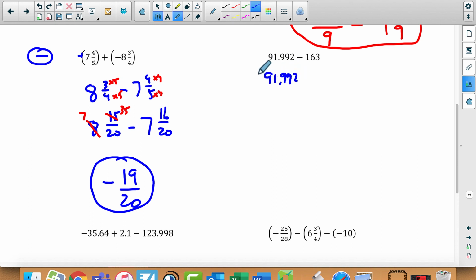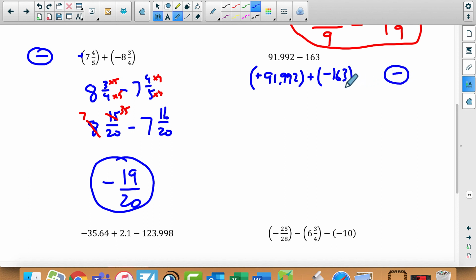91.992. If you want, you can slap a positive on it. I'll even put it in brackets. Now, I don't want to subtract. I want to add, and I have to do the opposite of 163. Well, the opposite of 163 is negative 163. So, what do you have more of, positives or negatives? You have 91 positives, 163 negatives. It's negative. Again, I think I've done a few too many negatives, but that's okay.